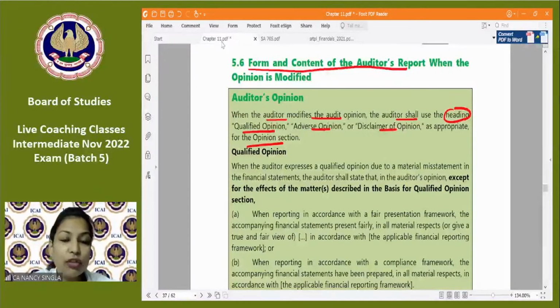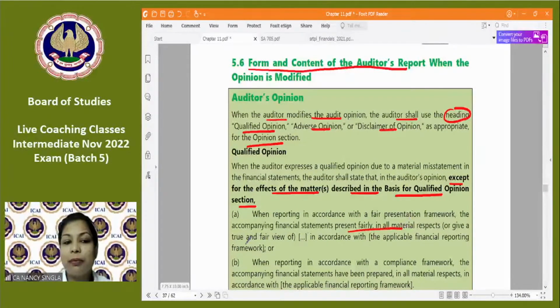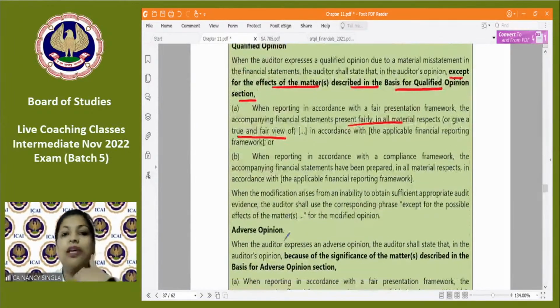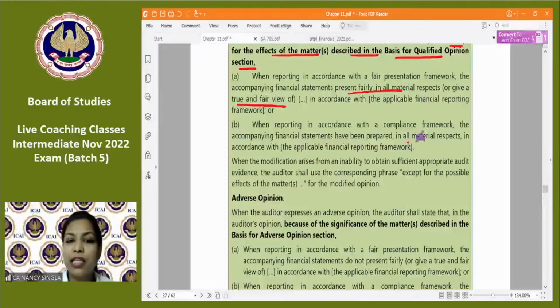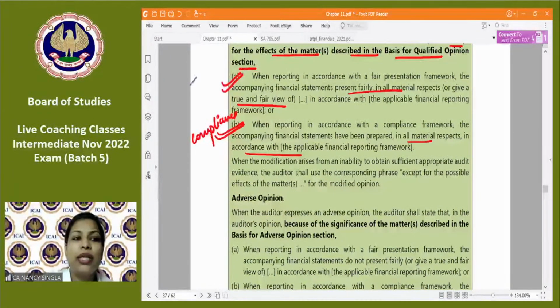So except for the effect of the matter that is explained in basis for qualified opinion paragraph section. देखो अब जो basis for qualified opinion आएगा ना, वहां पे auditor will be describing as to what is the matter, why is it giving a qualified opinion or adverse opinion or a disclaimer of opinion. Basis for the opinion, क्या base है कि he is giving adverse opinion, qualified opinion or disclaimer. So that is why in the opinion section auditor will write with respect to qualified opinion that except for the effects of the matter described in basis for qualified opinion, the financial statements give a true and fair view, or they are prepared in all material respects as per the applicable financial reporting framework. So ये B वाला point कहाँ है, जब हम compliance framework की बात करते हैं. So this A point is relating to fair presentation.